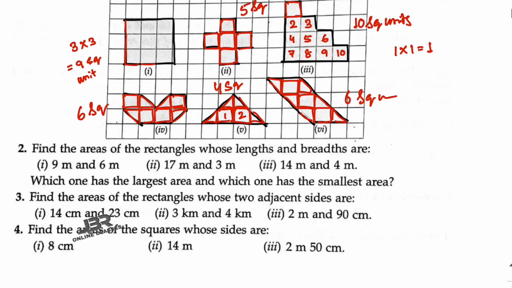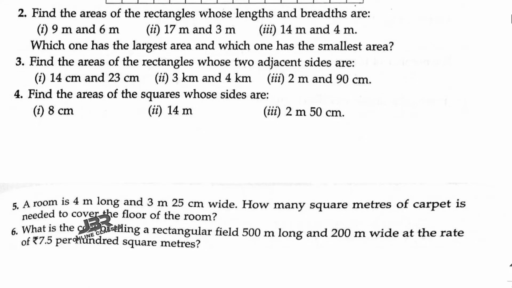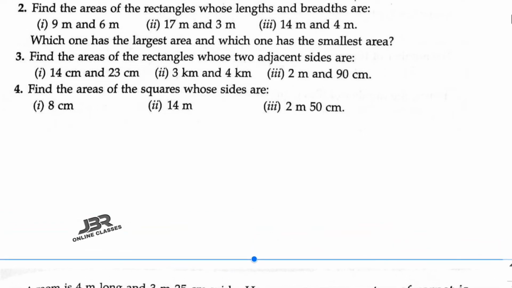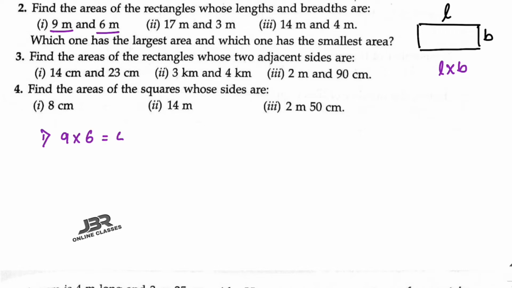So here sum number 2. Find the area of the rectangles whose length and breadth are 9 meter and 6 meter. Suppose this one is a rectangle. If the length equals L and breadth equals B, then the area equals length into breadth, in square units. That is the formula. It's very easy. So for the first one, 9 into 6, that means 54 square meter.